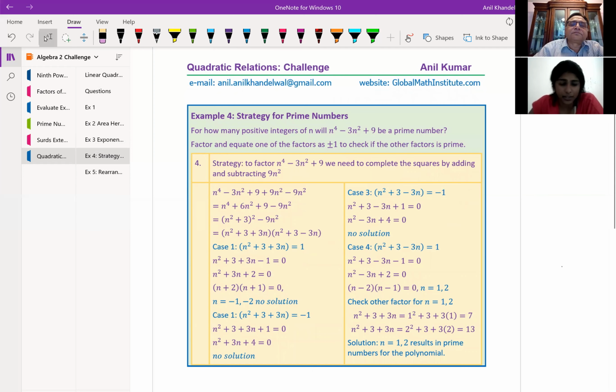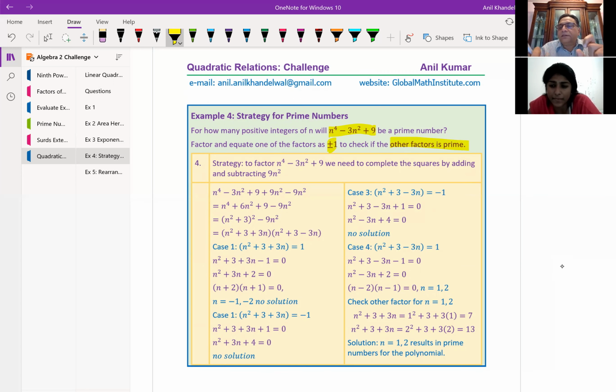Yep. So example 4, strategy for prime numbers. For how many positive integers of n will n to the power of 4 minus 3n squared plus 9 be a prime number? Factor and equate one of the factors as plus or minus 1 to check if the other factor is prime. That is the strategy.